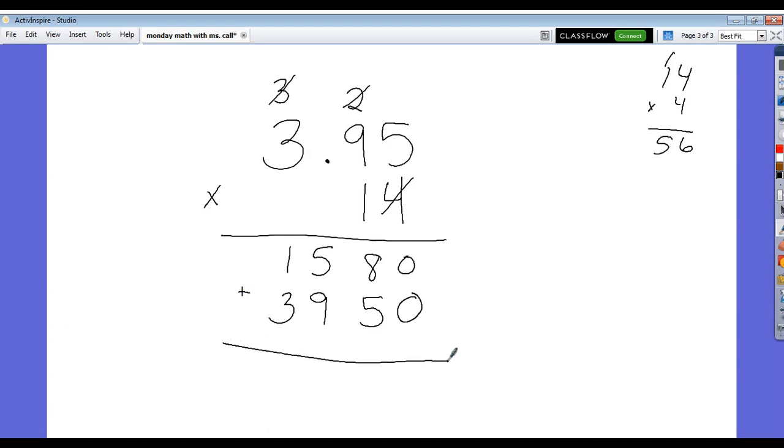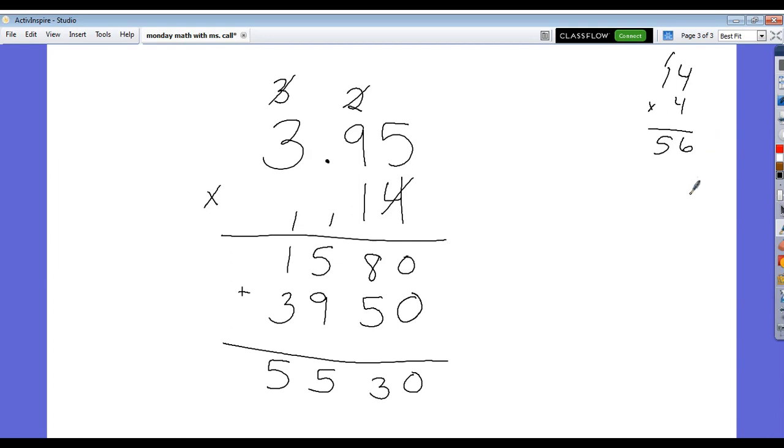So I will add these all up, and I'm going to get 8 plus 5 is going to give me 13, 8, 9, 10, 11, 12, 13. 9 and 1 will give me 10, plus 5 is 15, and then 3, 4, 5. All right, so if I were just doing this as 395 times 14, my answer would be 5,530. But again, we want an answer close to 56.